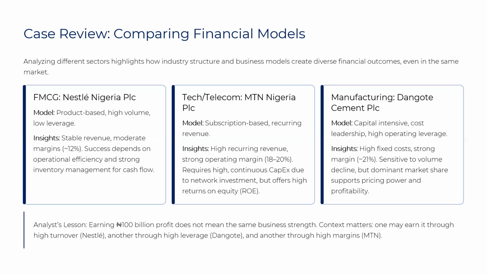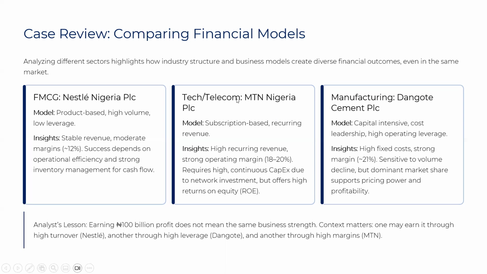We have Nestle Nigeria PLC. Nestle is under the FMCG. So the model is product based and high volume, and it has low leverage based on what I've explained earlier. If you look at Nestle as a company, they have stable revenue, they have moderate margins, and the margin is about 12%. You can go online and check their profit margin. I will show you how to check the margins of companies today. Success depends on operational efficiency and strong inventory management for cash flow, because this is an FMCG company.